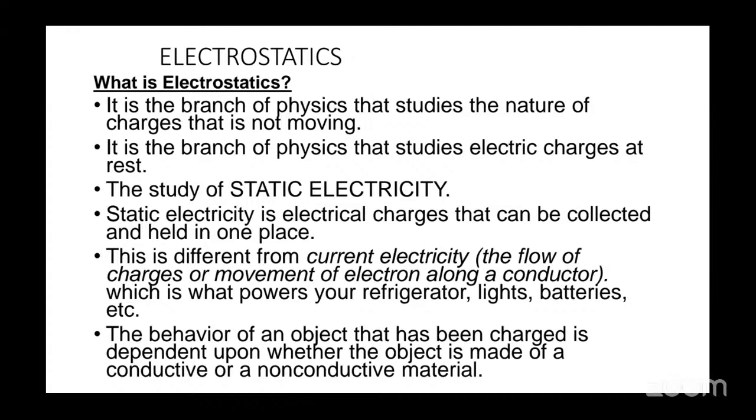So the behavior of an object that has been charged is dependent upon whether the object is made of a conductive or non-conductive material. Now, materials can be divided into three categories. We have, number one, the conductors. Conductors have excess electrons in them, and so they allow easy flow of electrons from one point to the other, or current to flow through them, or heat to flow through them.